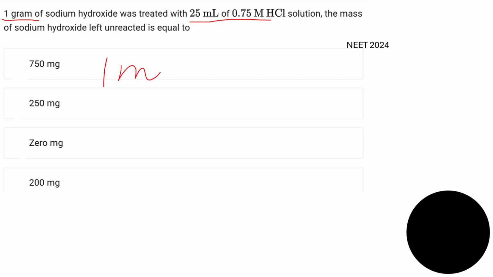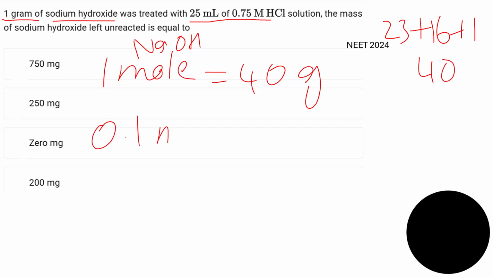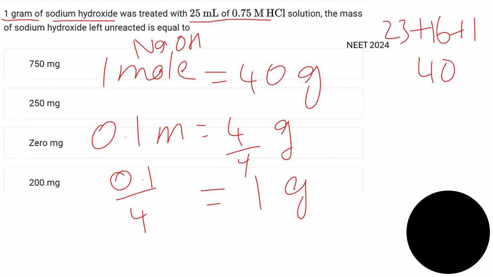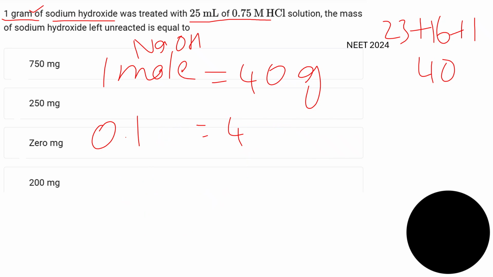1 mole of NaOH contains 40 grams. For sodium it is 23, oxygen 16, hydrogen 1. If we add, it will give 40. Then 0.1 mole contains 4 grams. If we take 1 gram, which means divided by 4, here it is also divided by 4. 0.1 divided by 4 will give 0.025. So 0.025 moles are present in 1 gram of sodium hydroxide. Okay, we converted into moles. Then we need to convert HCl into moles. How to convert this?